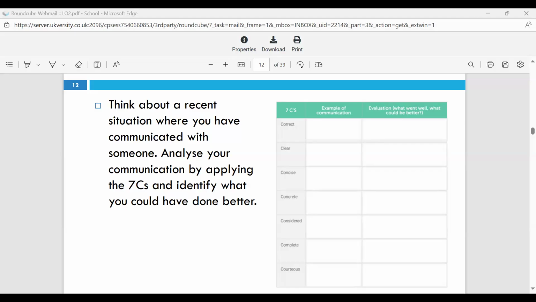So if you look at the 7 C's, you make sure the message is correct, clear, concise, considered, concrete, complete, and courteous. You need to make sure you are courteous when you're giving these messages out. You need to make sure that communication is respecting the individual's views and their feelings as well.